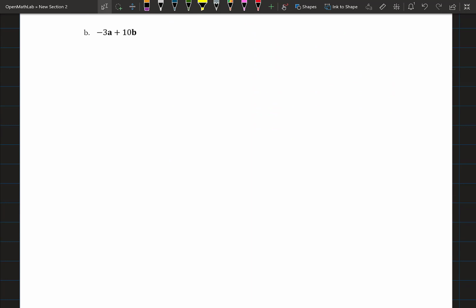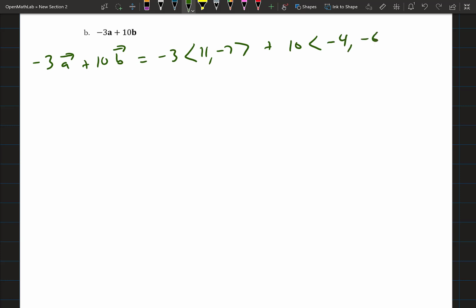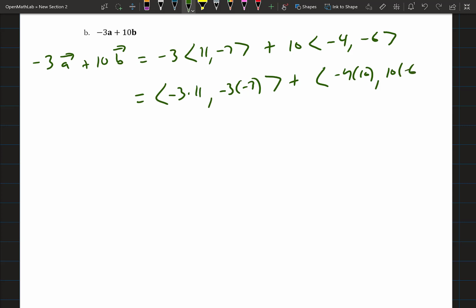And then part B, we want to find negative 3 times vector a plus 10 times vector b, right? So we can find this pretty easily. So just substituting the vector form in for each vector. And then we want to basically do order of operations, right? We want to multiply before we add. So we would take negative 3 times 11, comma, negative 3 times negative 7, and then plus negative 4 times 10, comma, 10 times negative 6. So this gives me negative 33, comma, 21, plus, and then negative 4 times 10 is negative 40, and then 10 times negative 6 is negative 60.